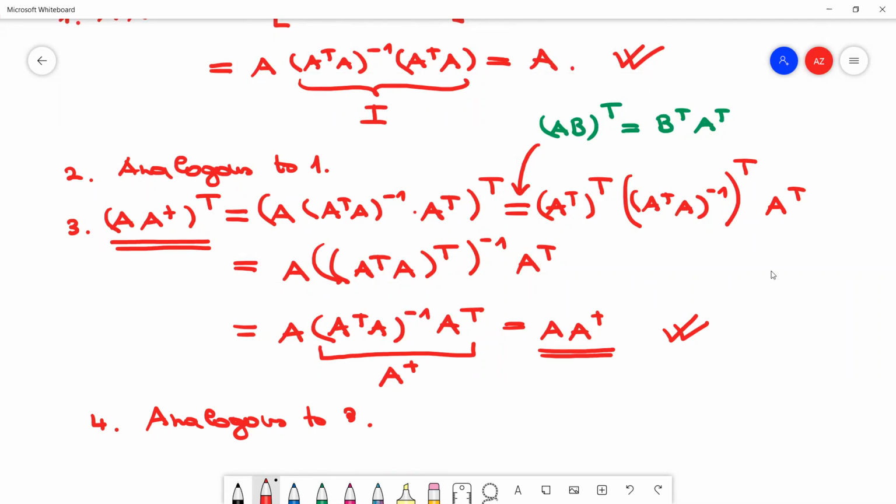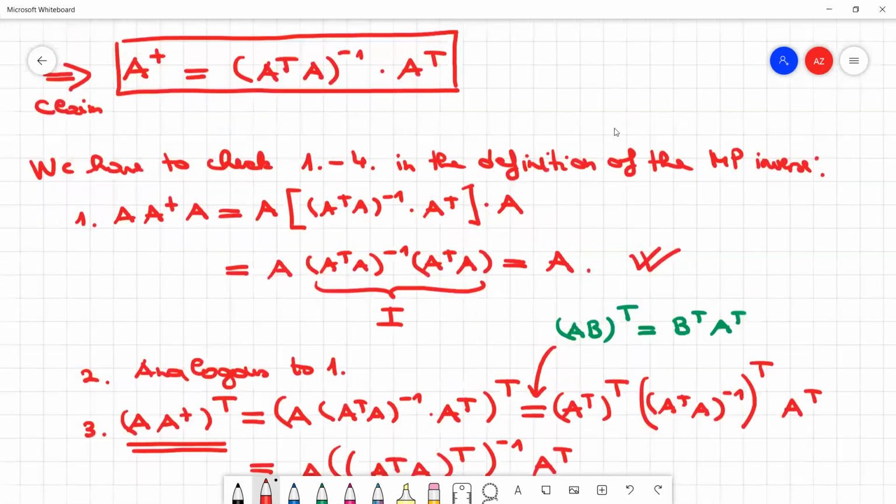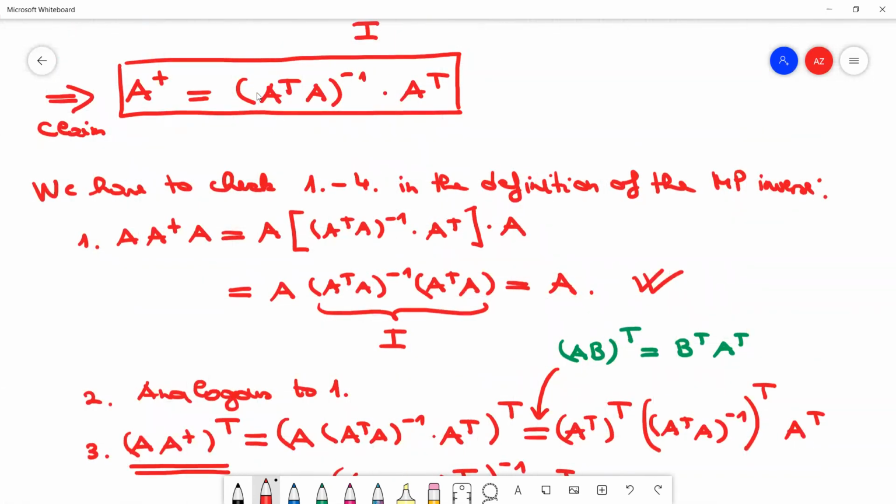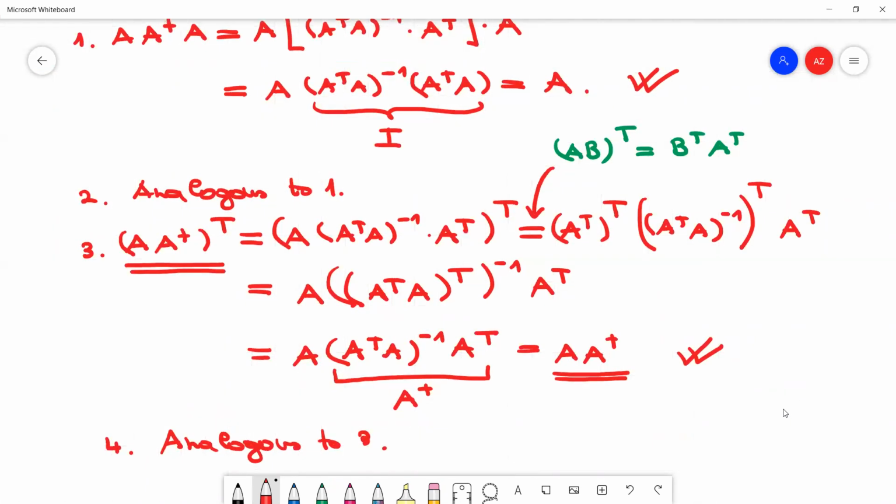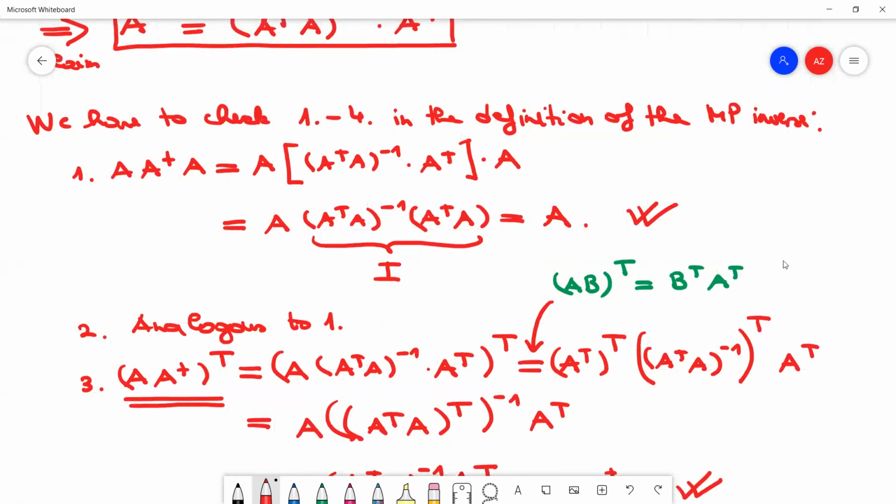So when we start with a matrix A such that A transpose A is invertible, then this is the easiest way to calculate its Moore-Penrose inverse. We can compute A transpose A, invert it, and multiply by A transpose. No need to calculate the singular value decomposition of A, because singular value decomposition is computationally very demanding. It requires calculating eigenvalues. Okay, this is the first case.